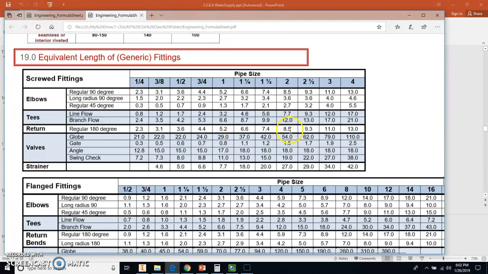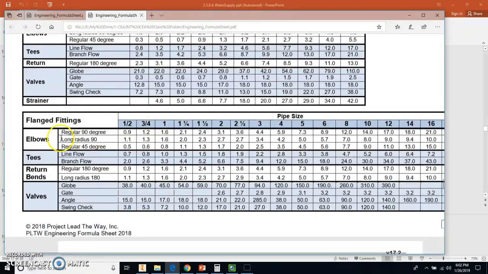Screwed fittings, we're not going to mess with at all, so you don't even have to think about this one. But we have flanged fittings here, and this is the important one. And you'll see elbows, T's, return bends, valves, and then you'll see the numbers across here, and this is for the diameter of pipes. So those are the things that we're going to be looking for. So this is the chart that we're going to use to calculate these other head losses, these more minor head losses.